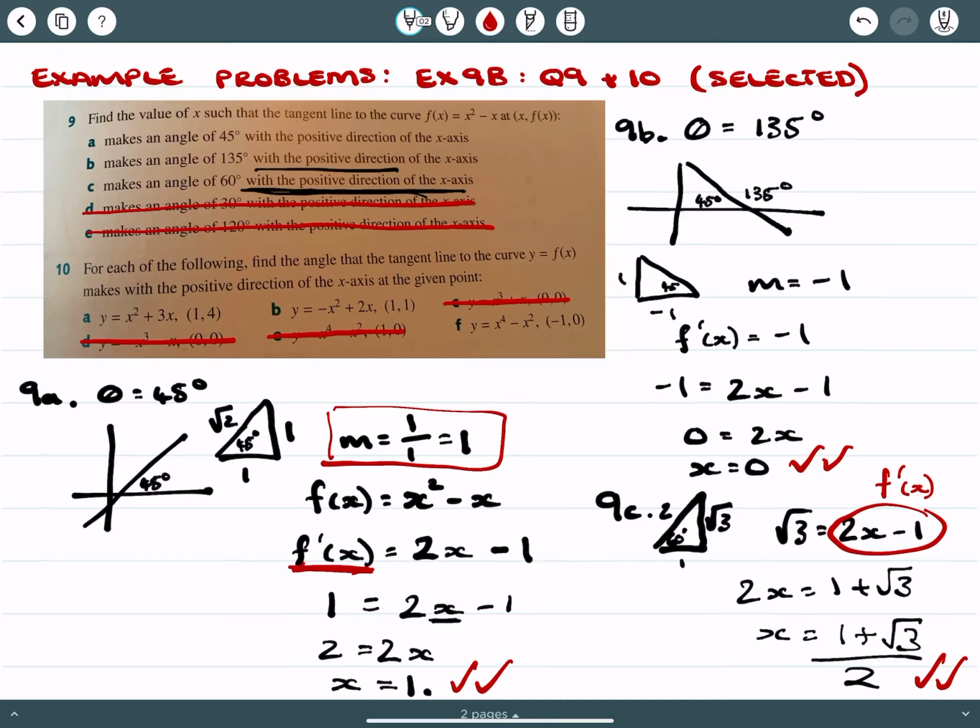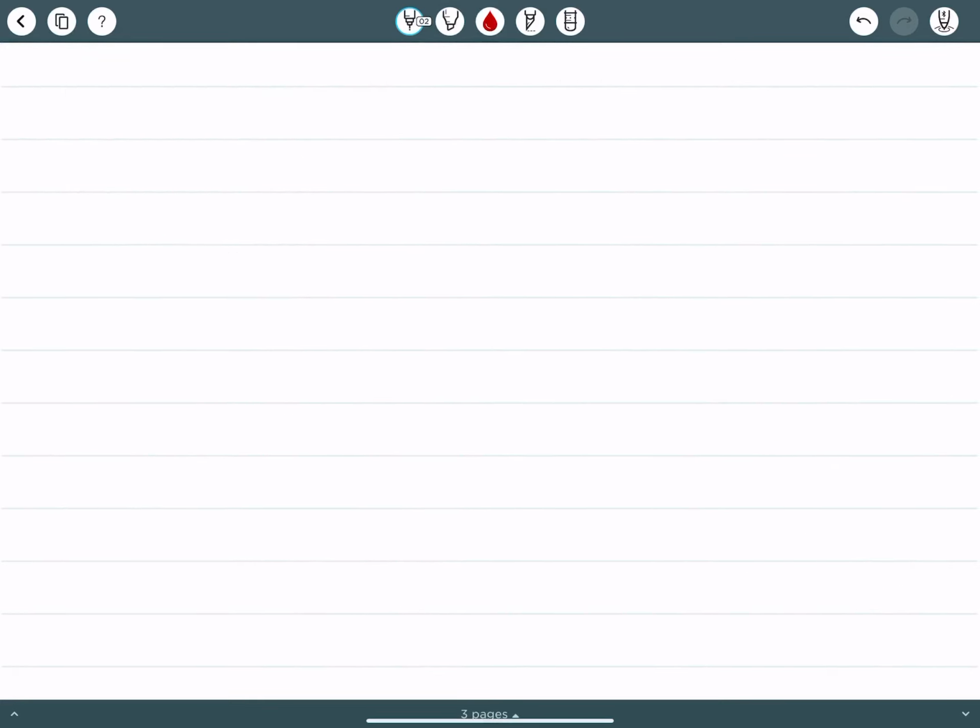For question 10, however, what we're dealing with is we haven't been given an angle, we're being asked to find an angle at a specific point. And I'm going to start with question 10. So this is going to be question 10A. And what it says is y equals x squared plus 3x at x equals 1 and y equals 4. And what we're being asked to establish is to find the angle.